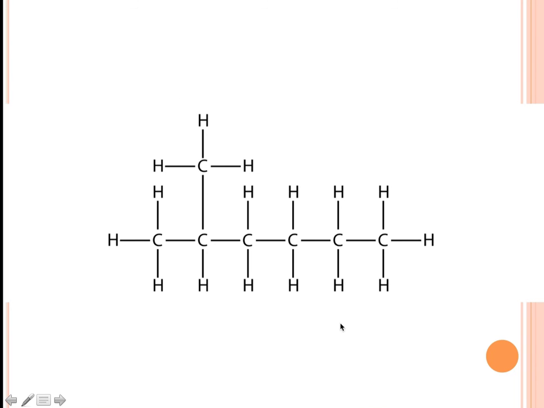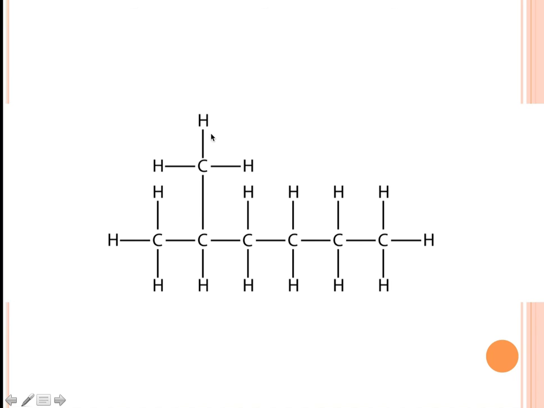If we look at this one, 1, 2, 3, 4, 5, 6 in the main chain. So this is hexane. Here we've got a methyl group. So this is 1 carbon off the main chain. It's not 1, 2 in total. We already counted that as part of our main chain. Here we're counting this 1 extra. And it's on the 2nd carbon along.